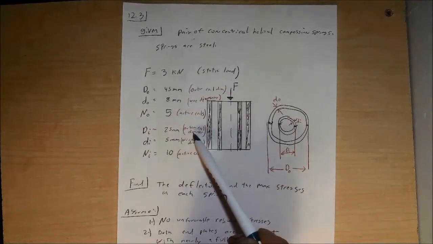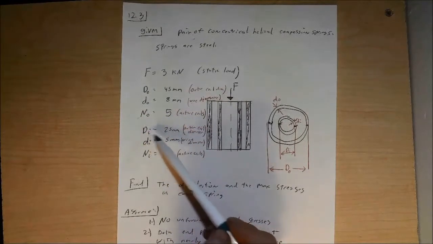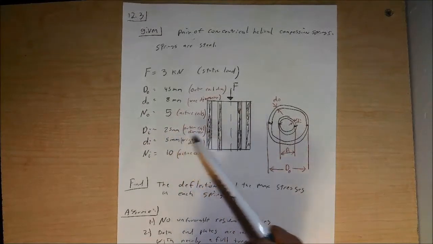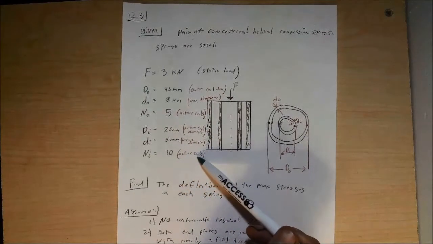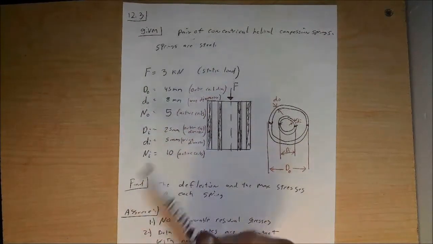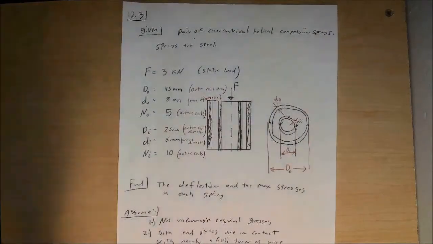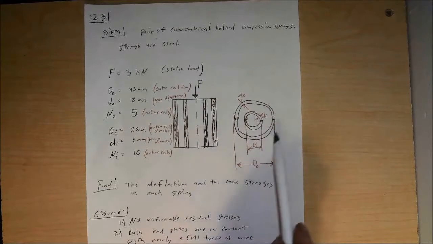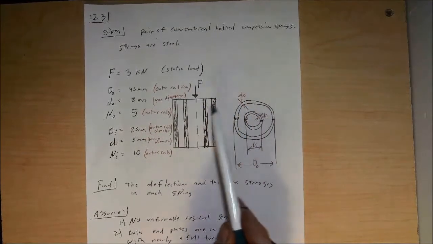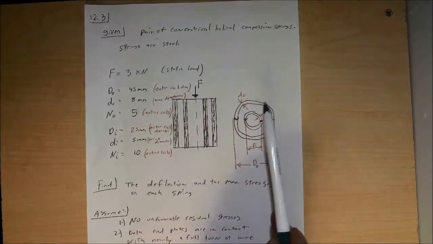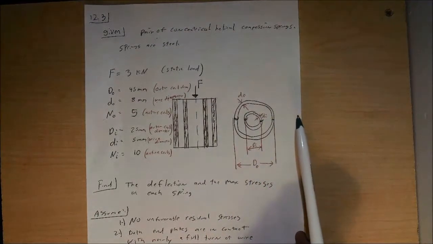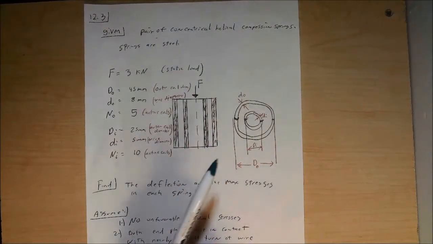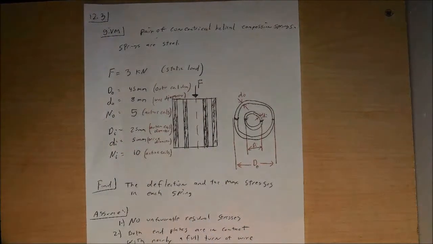We have our inner coil diameter, big D sub I, equal to 25 millimeters. And we have our wire diameter for the inner, which is 5 millimeters. We also have our number of active coils as 10 for our inner coil. Now, we can redraw our diagram here. Essentially, it's the same as the actual given schematic, but now we have the inner and outer diameters of both coils, our wire diameters, and our external load here.